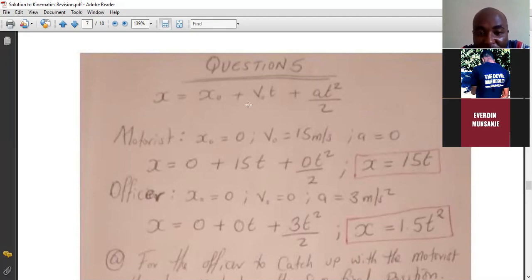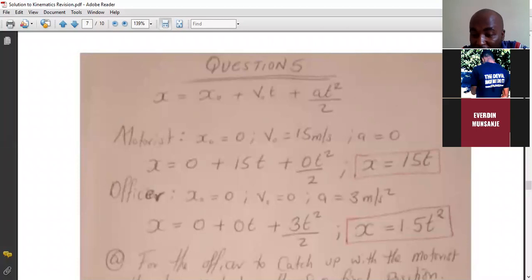Then we come now to the officer. The officer is also at the corner, 0, plus he has no initial velocity because he had stopped. So 0 times time is 0. Plus the acceleration term, which is 3t squared over 2. So the distance for the officer is 1.5t squared.